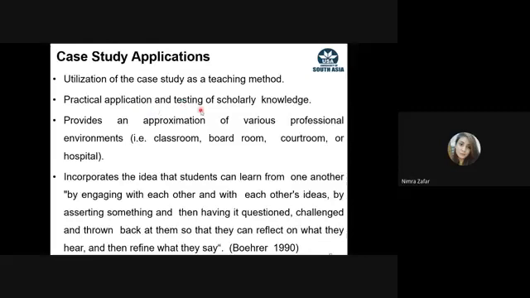Practical application and testing of scholarly knowledge provides an approximation of various professional environments, that is, classrooms, boardrooms, courtrooms, or hospitals. It incorporates the idea that students can learn from one another by engaging with each other and with each other's ideas, by asserting something and then having it questioned, challenged, and thrown back at them so that they can reflect on what they hear and then refine what they say.